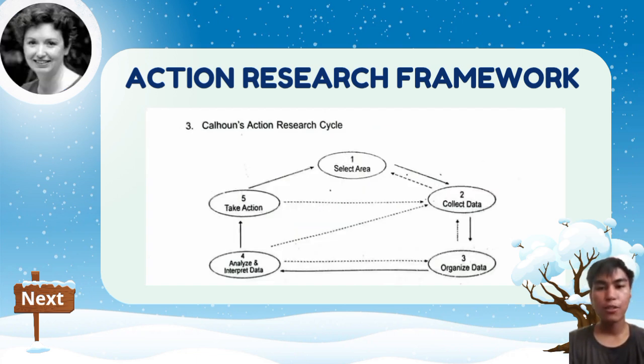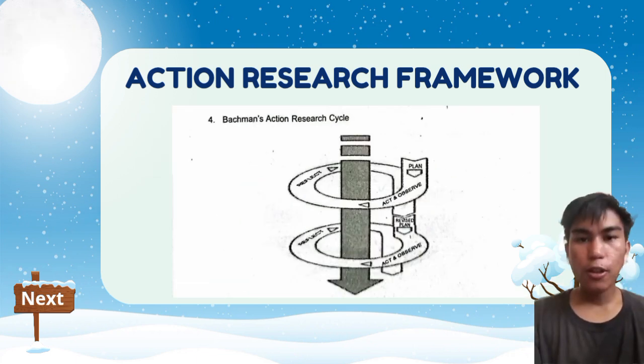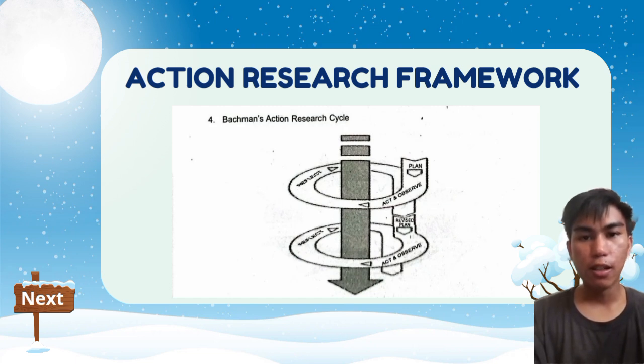The third model is Calhoun's action research cycle. This model emphasizes collaboration among teachers. Educators work together to identify problems, collect data, and implement strategies to improve student learning. The fourth model is Bachman action research cycle.